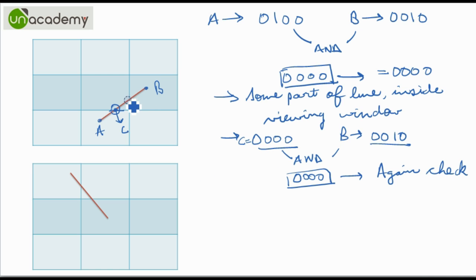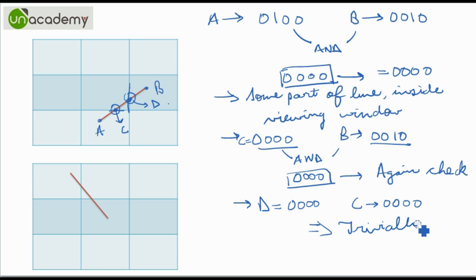Now we clip along this edge and get this point, mark it as D. Now D has code 0000, C has code 0000. This implies trivially accept. So the final line segment that we have after clipping is CD.